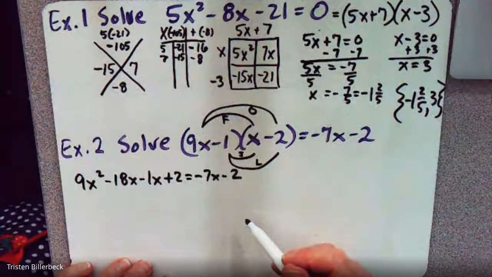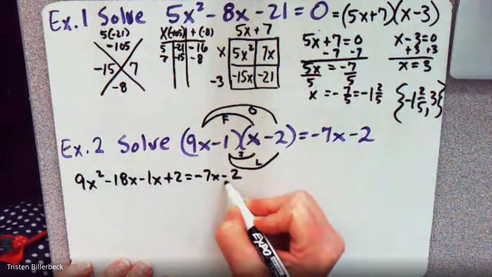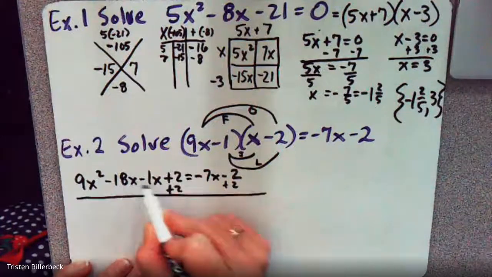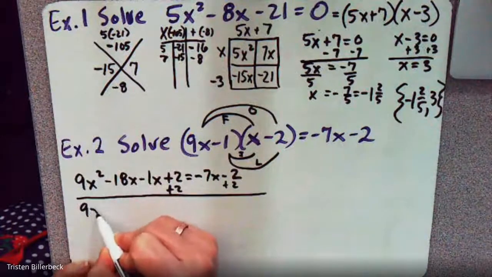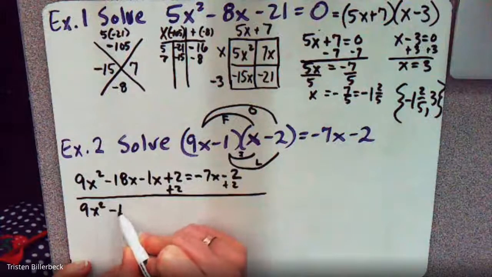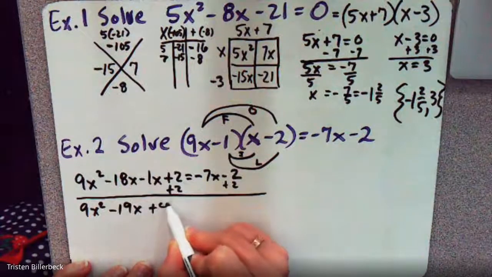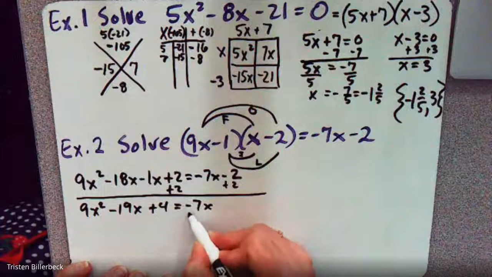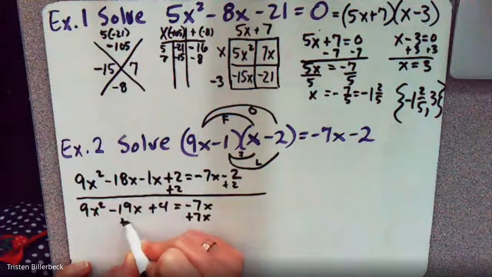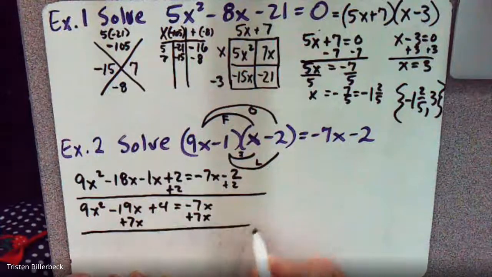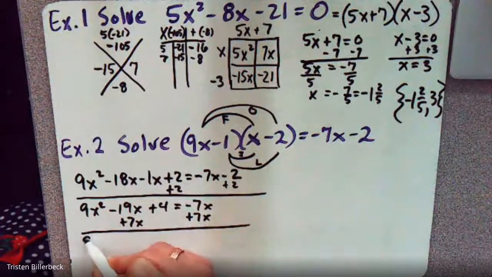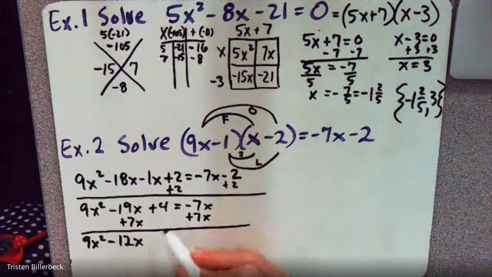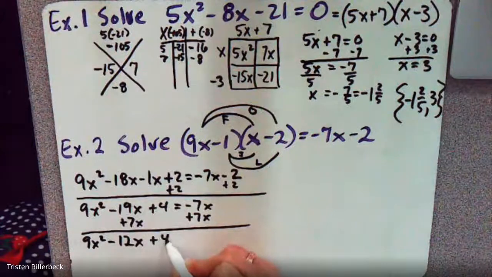All right, so we want to start combining things. Let's first add this 2 over here, and then we'll simplify. So we have 9x squared minus 19x plus 4 equals -7x. And now let's use another additive inverse of plus 7x and get that. So we have 0 on one side. So we have 9x squared minus 12x plus 4 equals 0.